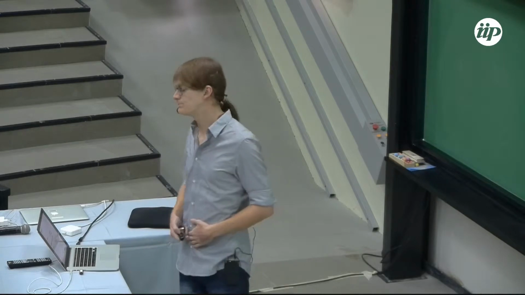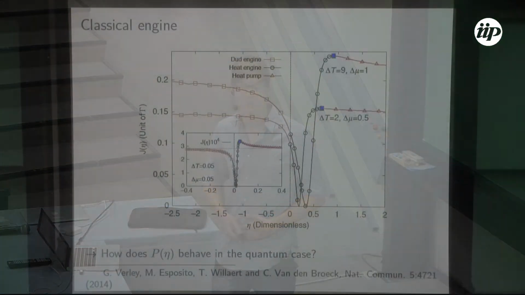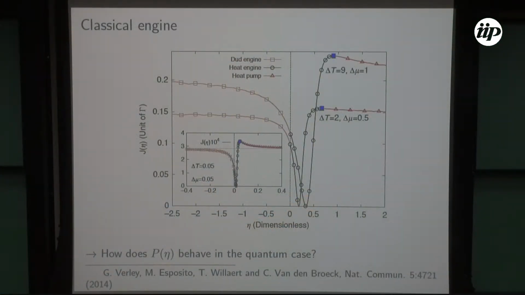of taking the average. In fact, this has already been studied classically by Verley, Esposito, and others, 2014, for a classical engine. What they found is that they have the large deviation function over the efficiency, and they found that they can not only reach efficiencies larger than 1 or smaller than 0, but also that the least likely efficiency is the Carnot efficiency, shown here in blue.